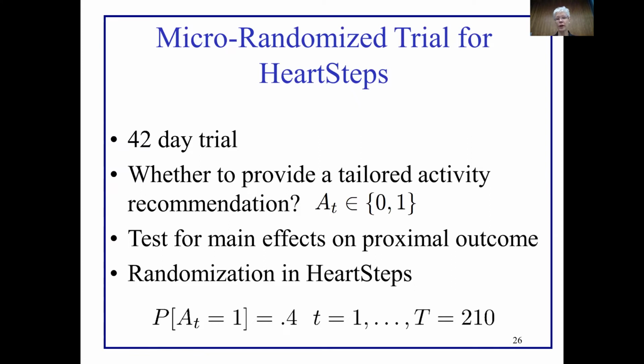So go back to HeartSteps: a 42-day study, deciding whether to provide a tailored activity recommendation at each of the 5 decision points per day. AT is coded 0, 1: 1 if you provide a message, 0 otherwise. We're going to test for the main effect. That is, is there an impact of the tailored activity suggestion on your 30-minute step count? When we were designing HeartSteps, we were thinking there's 5 times a day, and we want to provide an average of 2 suggestions per day. So we were thinking to randomize with probability 0.4, because that would give us an average of 2 suggestions per day.